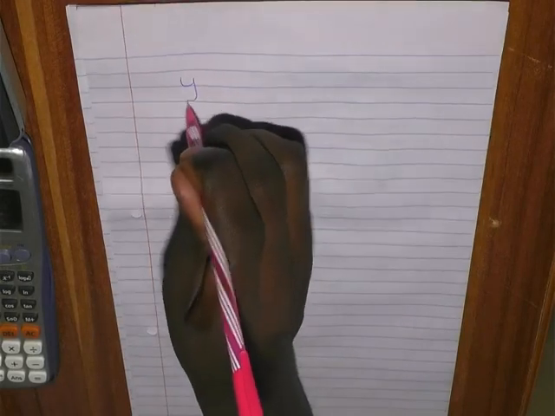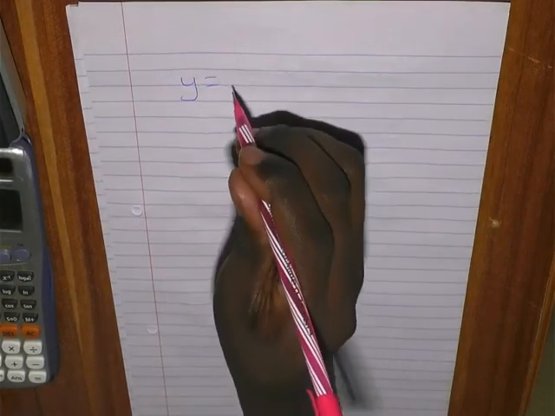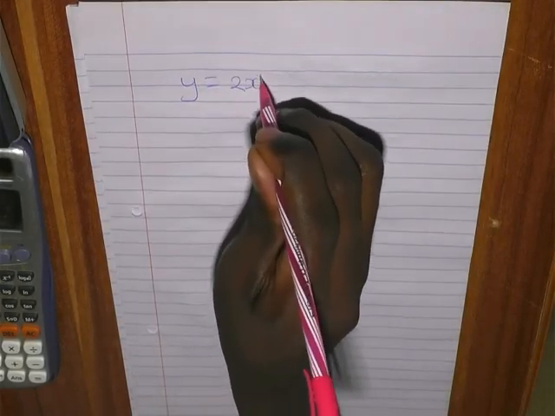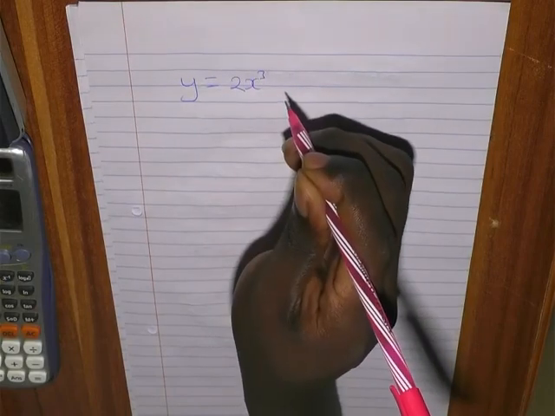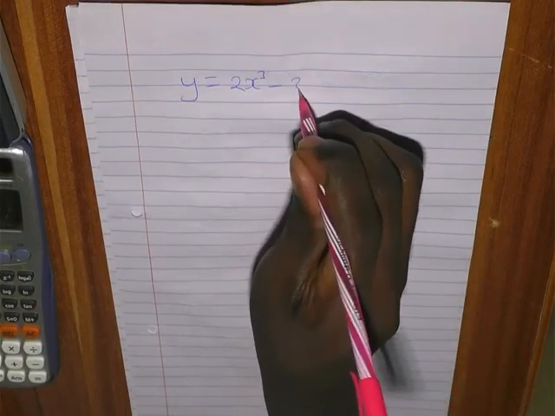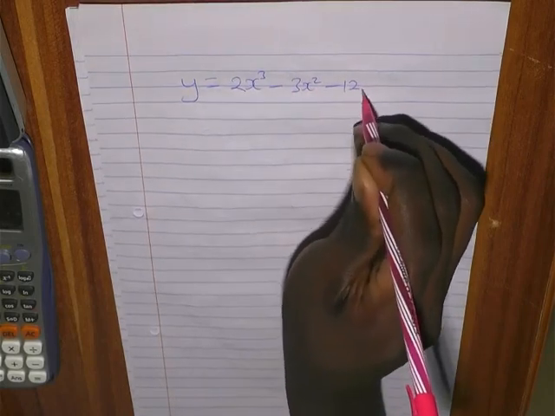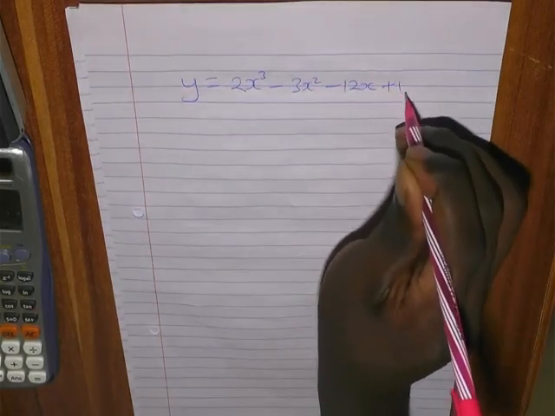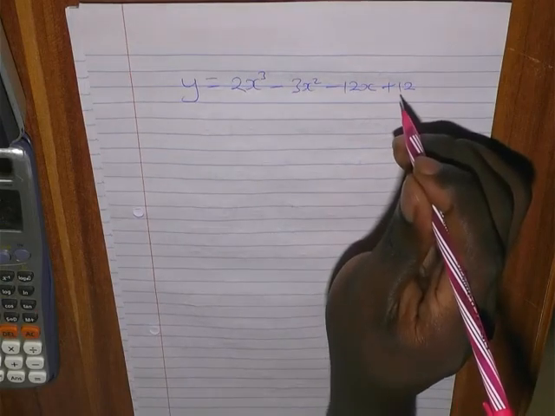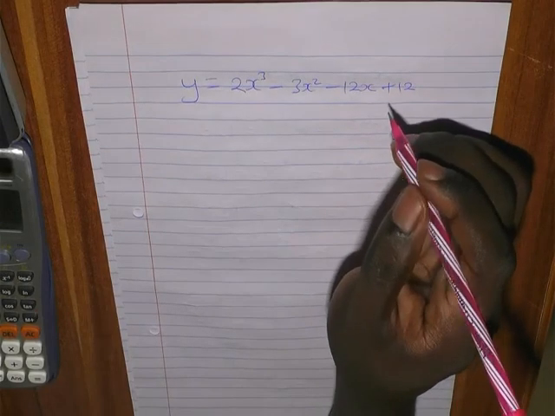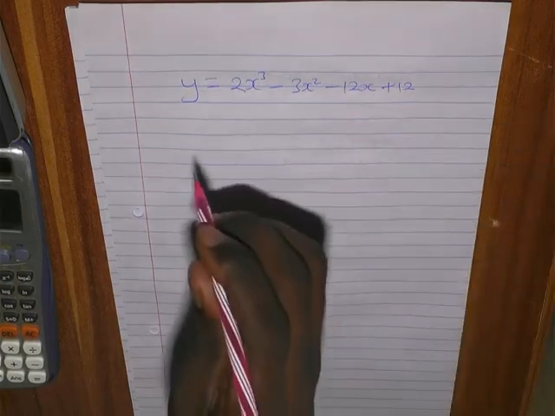Y is equals to 2x cubed minus 3x squared minus 12x plus 12. Okay, find the gradient function of the curve. So finding the gradient function of the curve is just dy over dx.